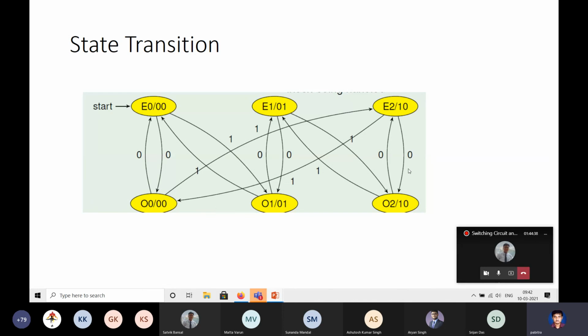Okay, and the output is easy. Output is easy because the remainder is 0 in E0, remainder is 0 in O0 as well. Remainder is 1 in E1, remainder is 1 in O1 as well. Remainder is 2 in E2, remainder is 2 in O2 as well. So the output is associated with the state. It's easily computed from the states.